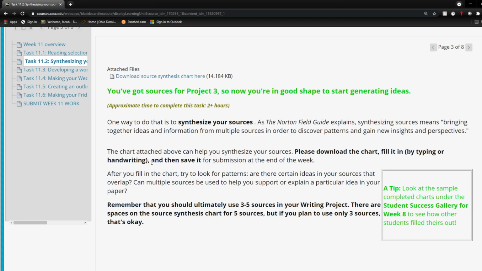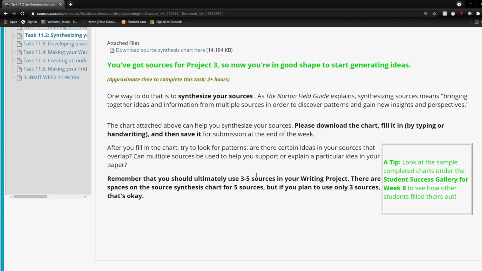The chart attached above, so this right here, can help you synthesize your sources. So go ahead and download that and fill it in, and then save it, and you'll submit it at the end of this week. After you fill in the chart, try to look for patterns. Are there certain ideas in your sources that overlap? Can multiple sources be used to help you support or explain a particular idea in your paper?